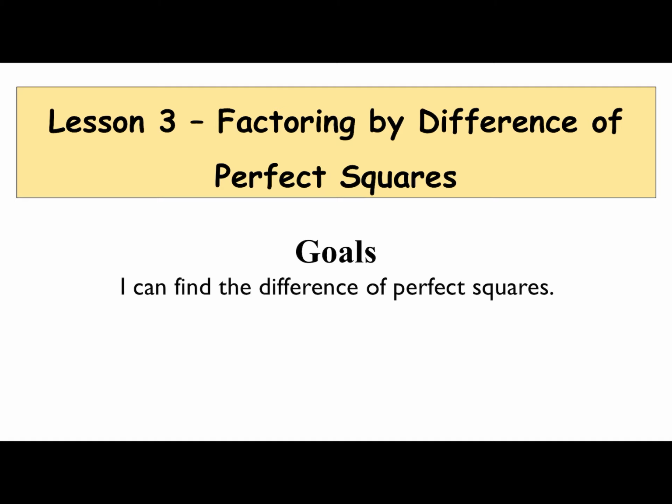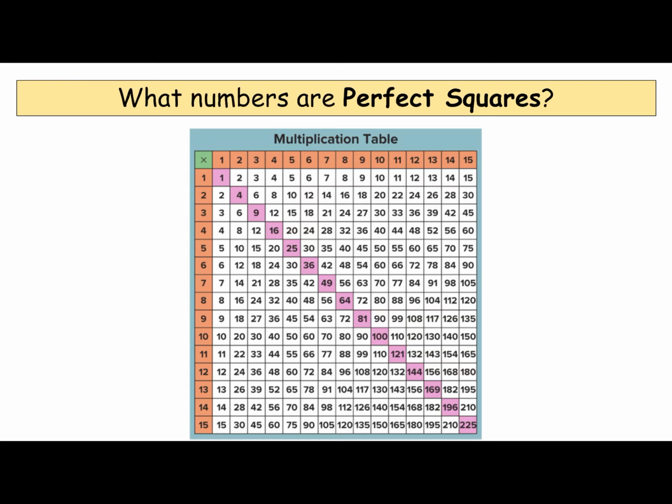So again, we're going to continue factoring, but we're going to go into a different type of factoring method based on what the expression might look like. So first of all, what is a perfect square? A perfect square is the result of a number multiplied by itself.